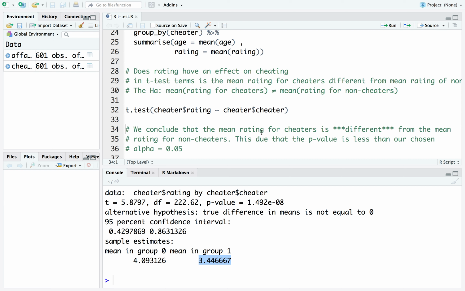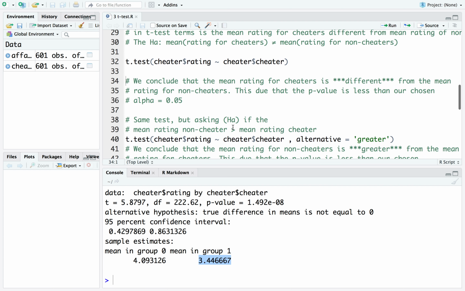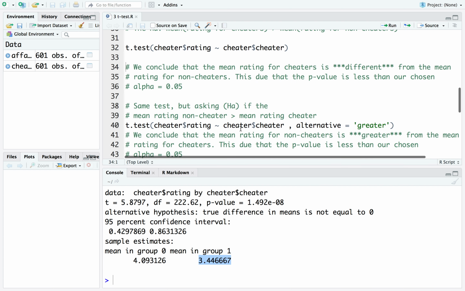Fine. Now, you can't write your email to your boss saying, well, I've investigated rating, and rating between cheaters and non-cheaters is different. Well, the next question out of your boss is, well, who rates their marriage higher? Well, you can't conclude anything until you create a one-tailed test, in which the alternative is going to be greater. Because we already know that this group is bigger than this one, the mean of 0 comes first, then the mean of 1.